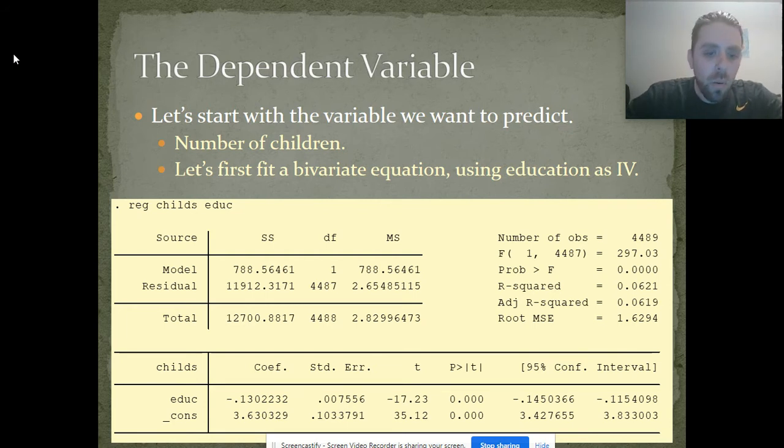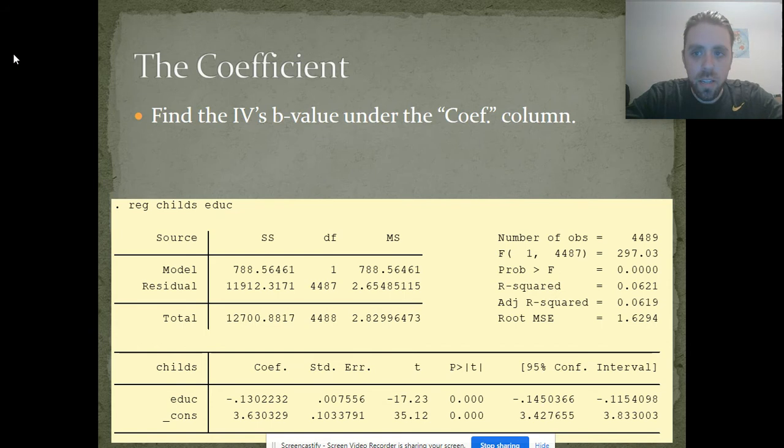So let's start with the coefficient. We find the coefficient, or what I have been referencing as the B value, under the COEF column. Can you see it? There it is. That value is to the right of the name of the variable and in the column marked as coefficient. That's the B value that tells you the effect on Y given a 1 unit increase in X.